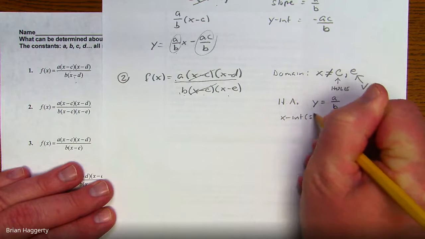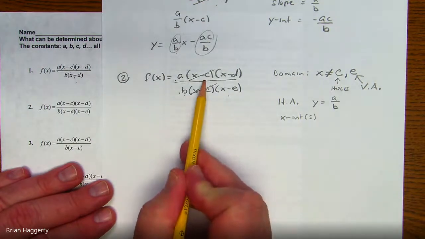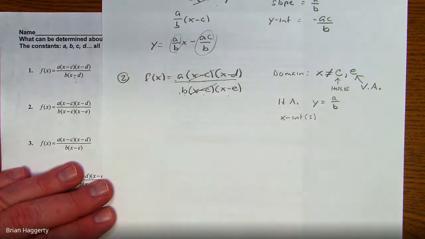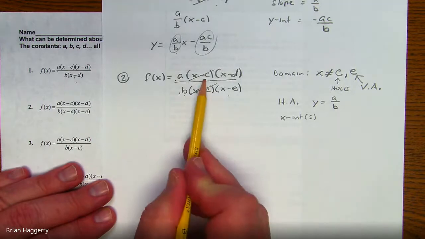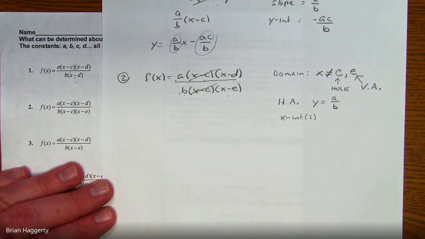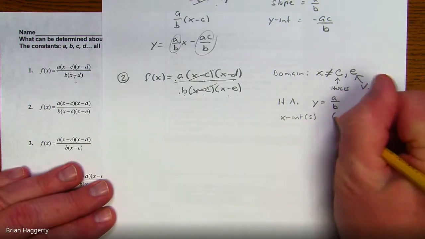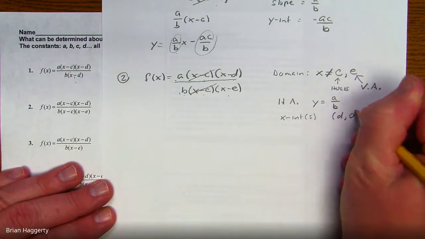All right, x-intercepts. Is C an x-intercept? No, if you're a hole, you're nothing else. We've already classified that as a hole. How about D? Will D be an x-intercept? Yeah, that's what causes the top of the fraction to be 0 in the simplified form. So we have an x-intercept at (D, 0).